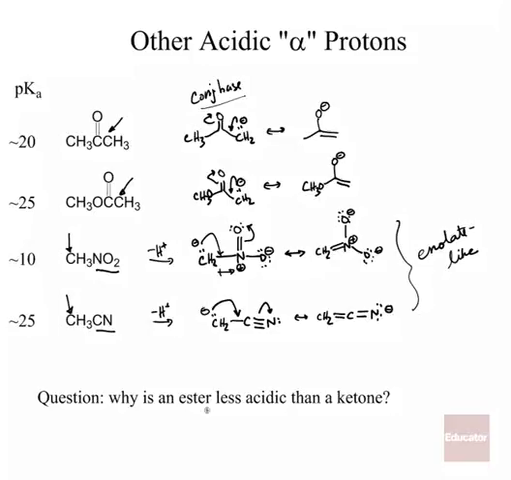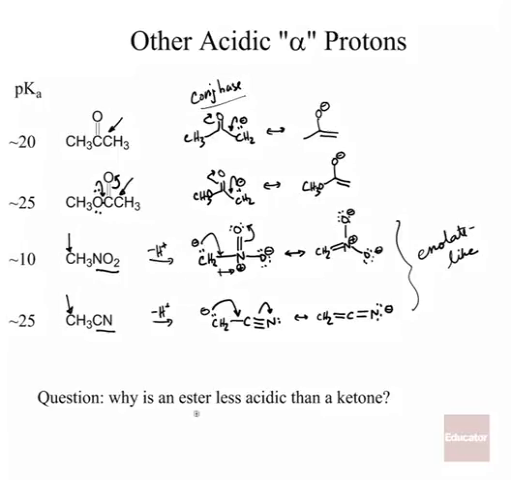Just a quick question: there's a big difference here, 5 orders of magnitude less acidic for an ester compared to a ketone. Why do you think that's less acidic? What is there about this conjugate base that's better than this conjugate base? Or why would an ester be less willing to donate a proton? It must have something to do with this OR group. Well, remember, what effect does this oxygen have on the carbonyl next to it? It is an electron donating effect to that carbonyl.